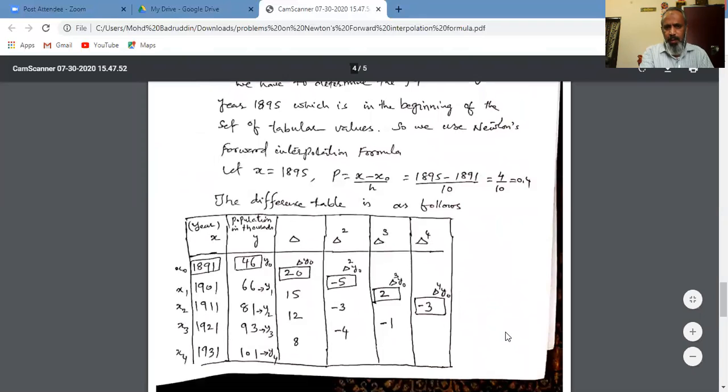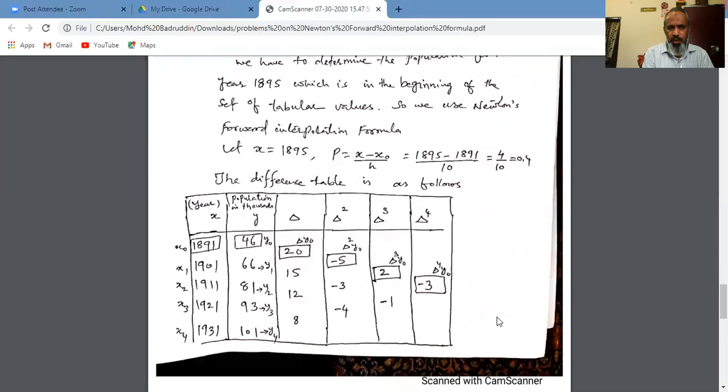Now preparing the difference table. So this is the difference table for the given set of tabular values. X is in years, and population is defined in Y, and the population is taken here in thousands. So these values are x naught, x1, x2, x3, x4. What is y0? Y0 is 46, then y1, y2, y3, y4.